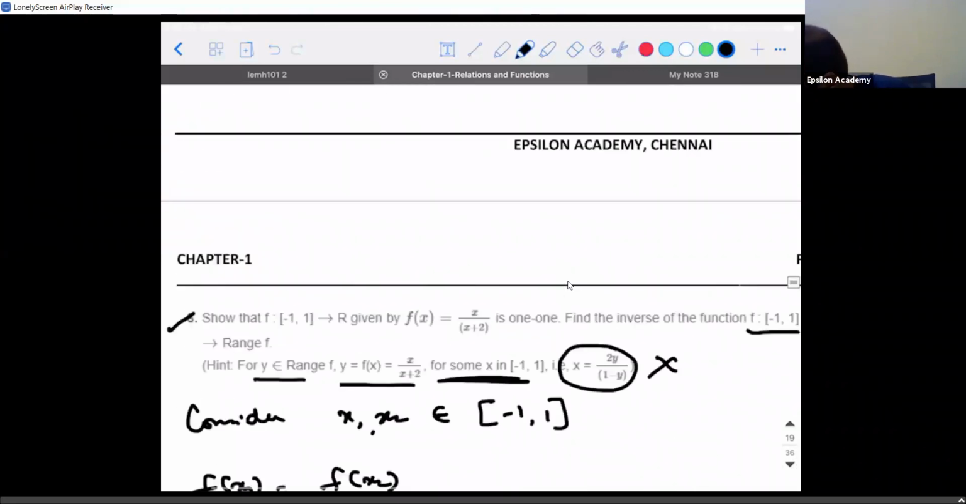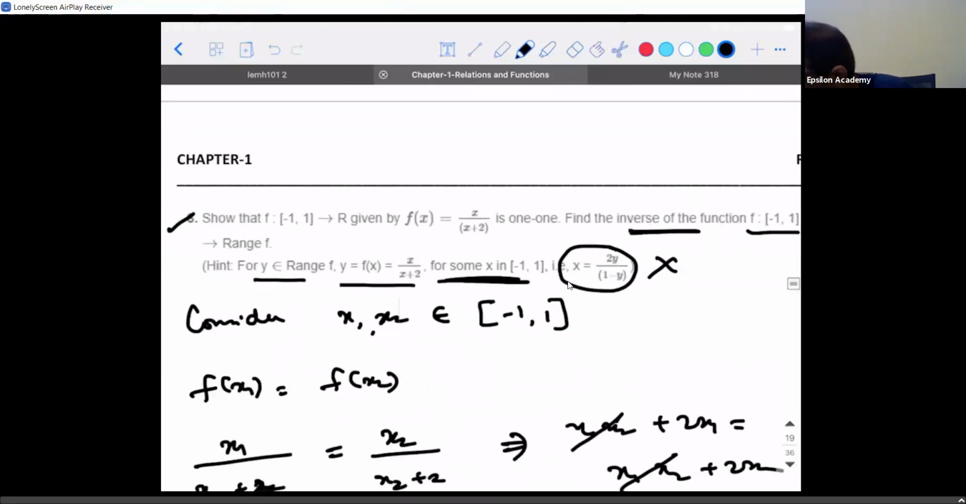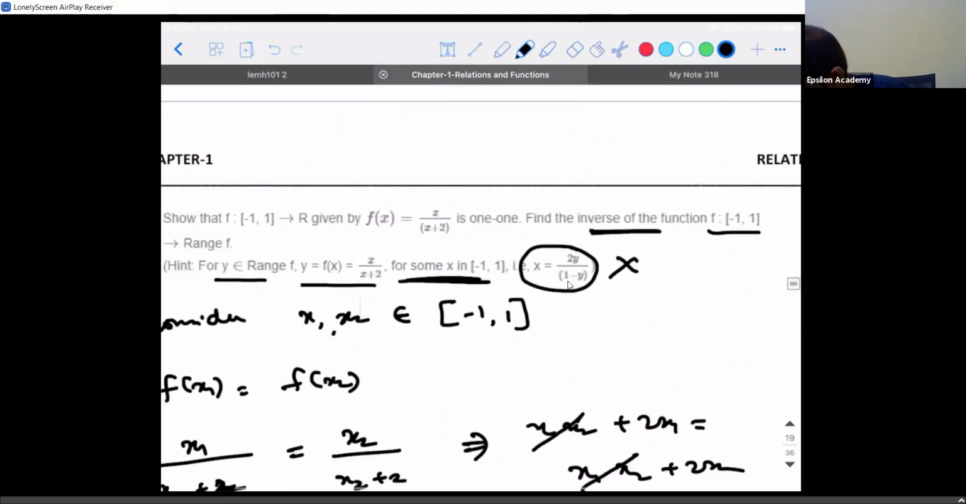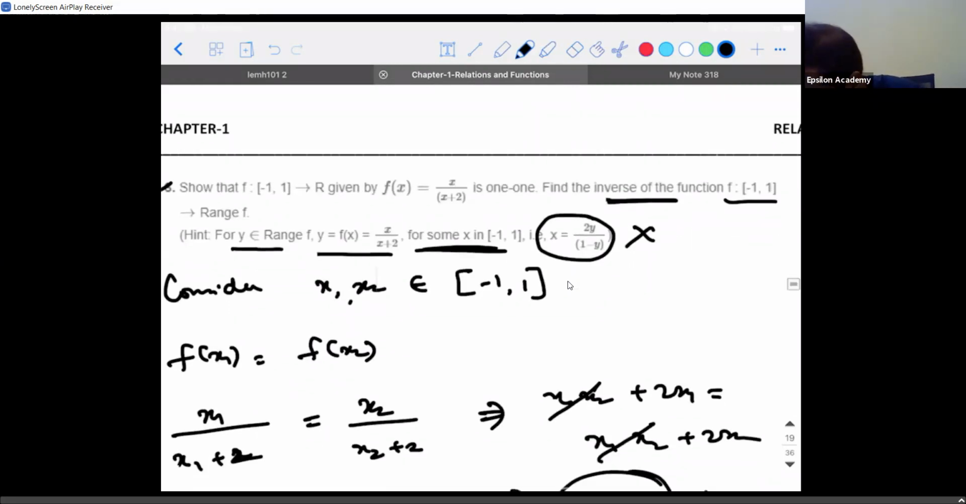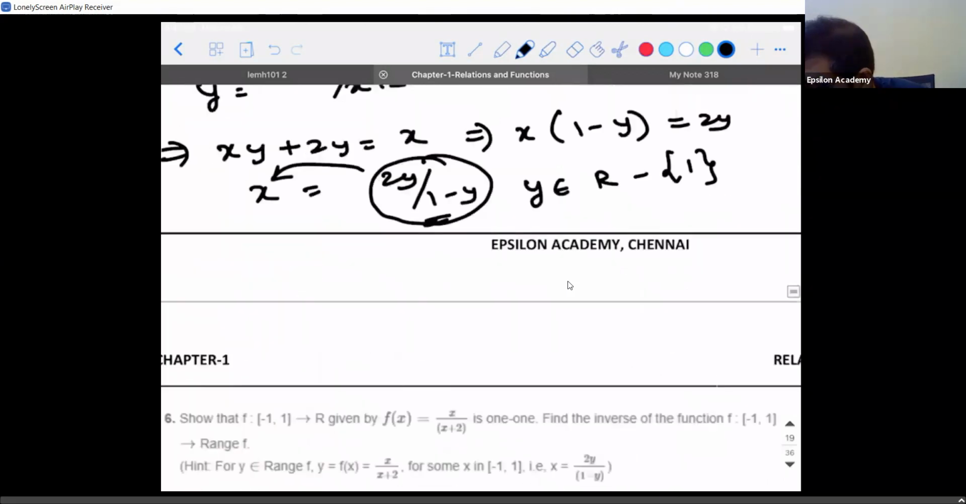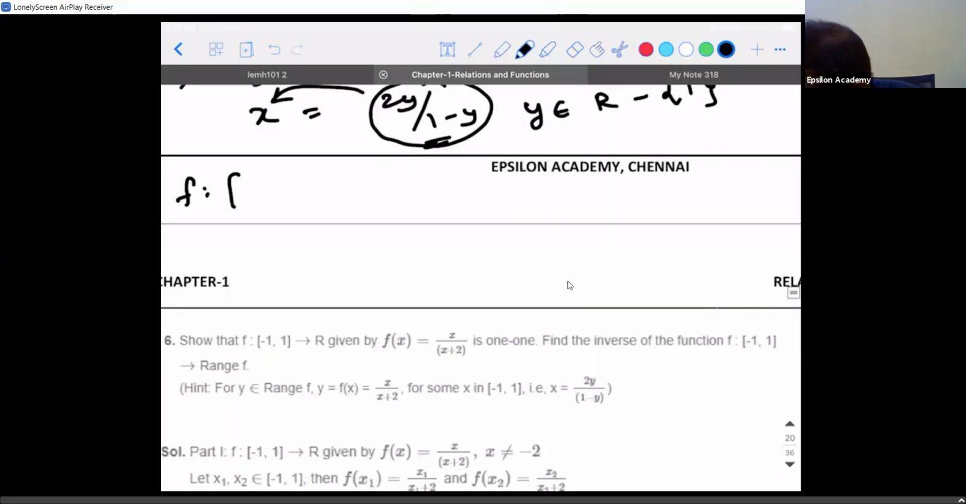So what are they asking? Find the inverse of the function f mapped from R minus {-1} to the range of f. Can I say the range of f is real numbers? No, the range of f is not all real numbers. The range of f is real numbers except 1. So how is the function defined? f is defined from R minus {-1} to R minus {1}.